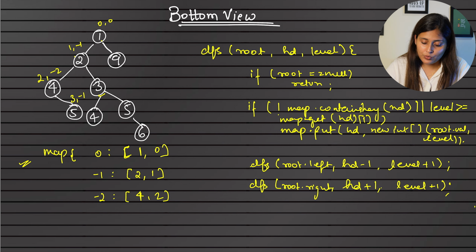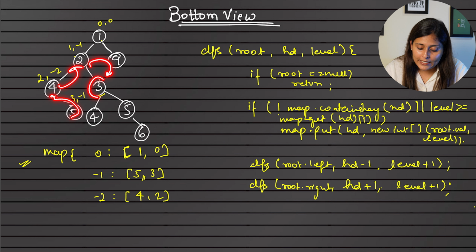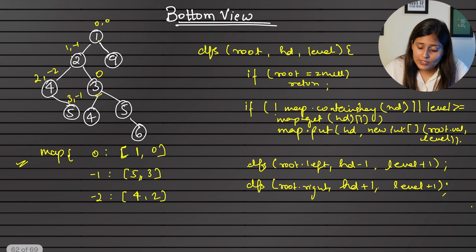For minus 1, 5 will get overridden with level 3. Now what will happen? We'll return back, and then we'll go on 3. So for 3, the vertex is 0. Now for 0, you will say that earlier we already have 1.